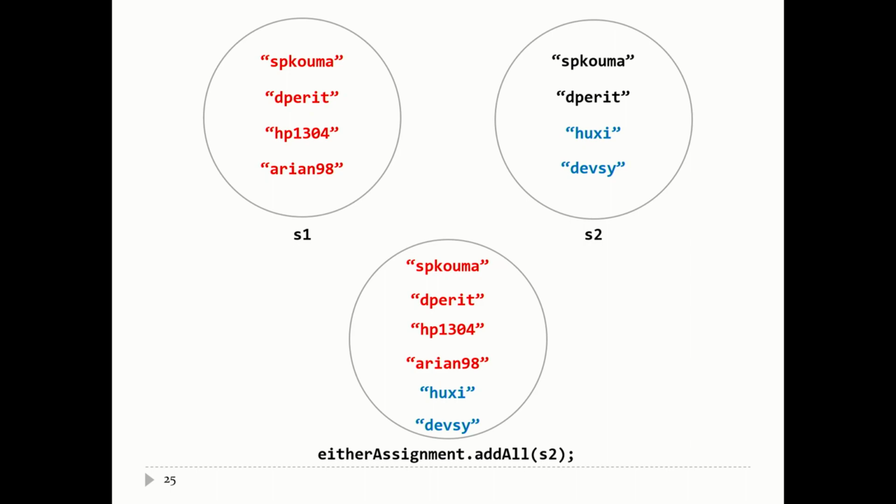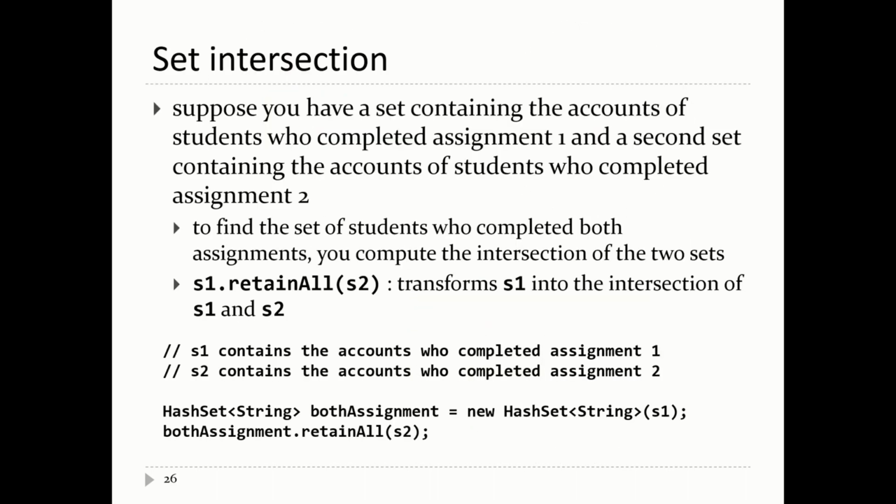So that's set union. What about the intersection? The intersection example would be, I have a set of students who did assignment 1, and a second set of students who did assignment 2. I want to know who did both. So retainAll is the method that computes the intersection. S1.retainAll(S2) transforms S1 into the intersection of S1 and S2. Again, that's destructive, because it changes S1.